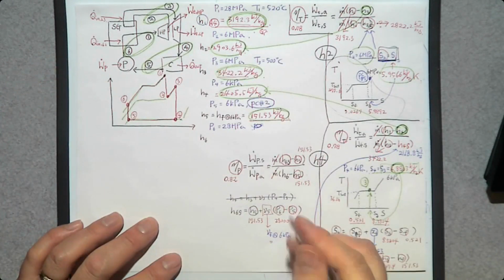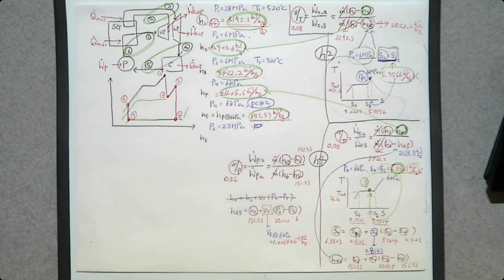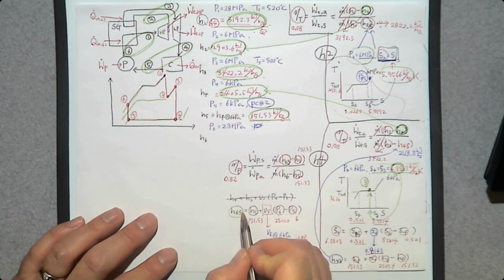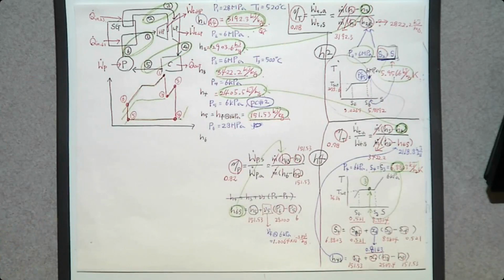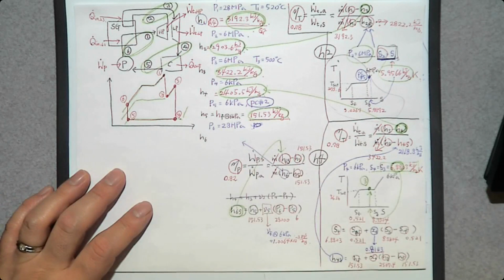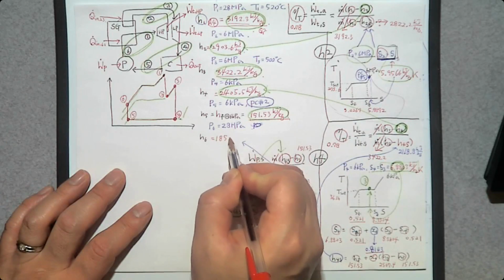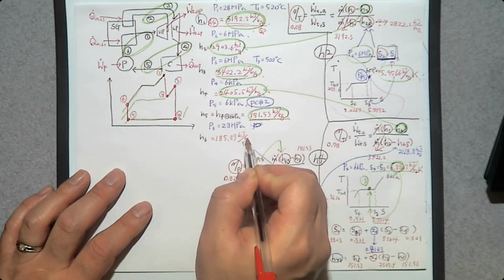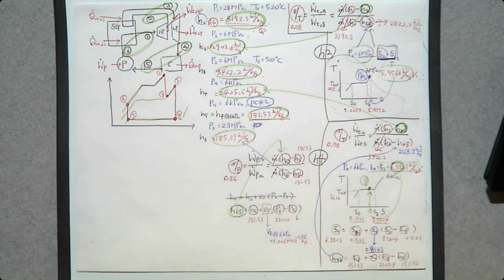This is 1.0064 times 10 to minus 3 cubic meters per kilogram. So we have everything to determine H6S. This one goes here. Now, if you solve this equation, you get H6. Then this H6 goes here. What is the value of H6? 185.89 kilojoule per kilogram. That's how you determine H1 to H6.